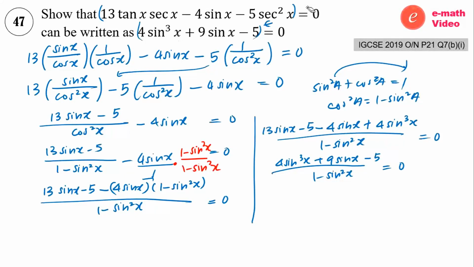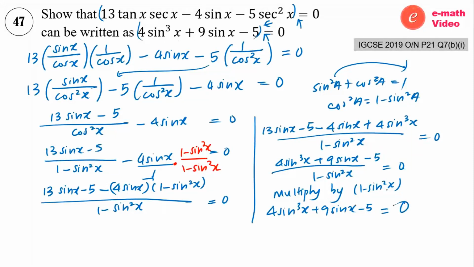I told you already, this question is very special. It's not that we are proving identities, but we just have to prove that this can be written as this. So we multiply both sides by 1 over sine square x. We have 4 sine cube x plus 9 sine x minus 5. This one times 0 is 0. So, short.